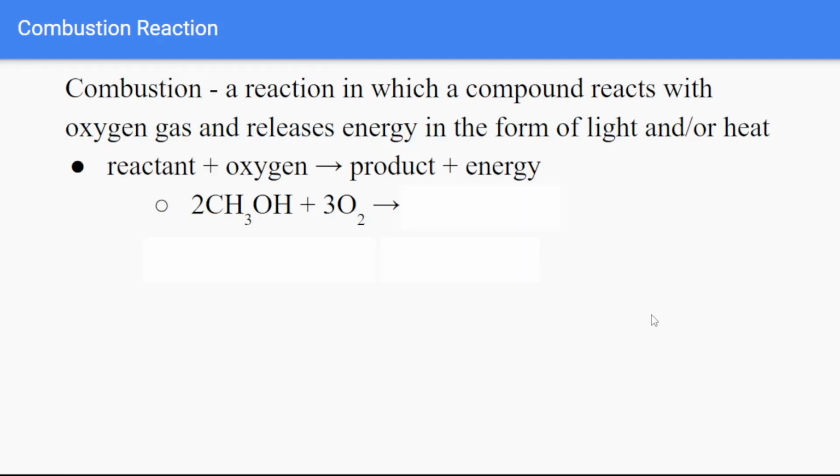Then you have the combustion reaction, which is the same. It's always the same thing. The product will always be carbon dioxide and water. If you have a hydrocarbon plus oxygen, you will always get carbon dioxide and water.